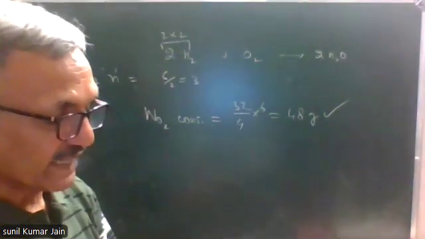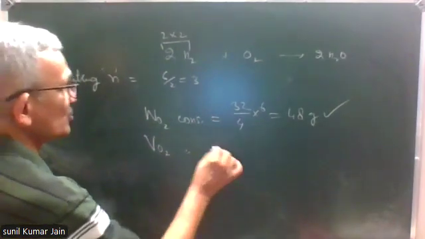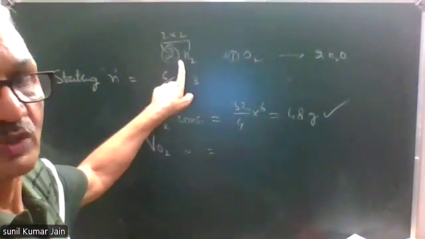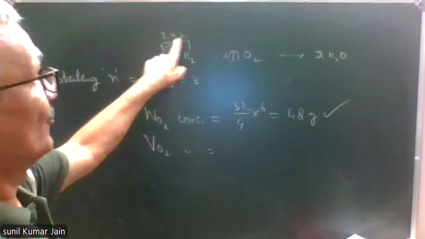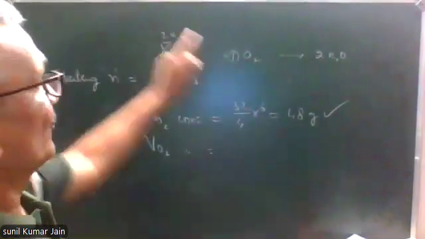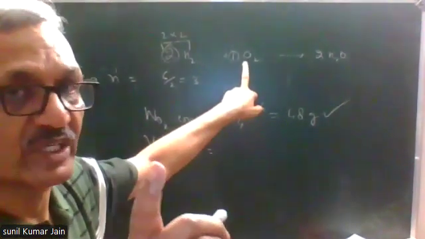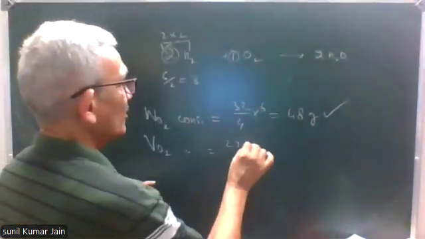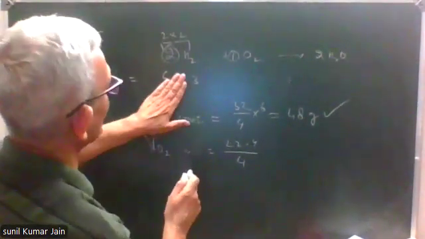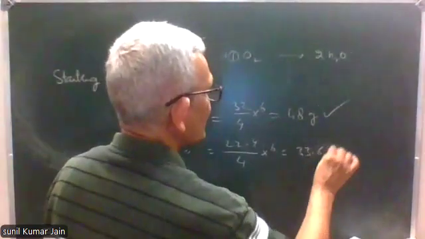B part. Calculate volume of oxygen consumed at STP. 2 moles means 4 grams. 4 grams will consume 1 mole, means 22.4 liters. So 4 grams of hydrogen will consume 22.4 liters of oxygen. 1 will consume 22.4 divided by 4 liters of oxygen. 6 will consume how much? Let us rub this. 6 grams will consume how much? This will come out to 33.6 liters.